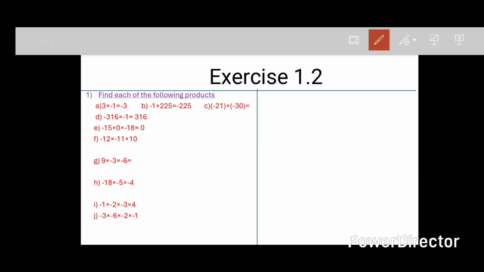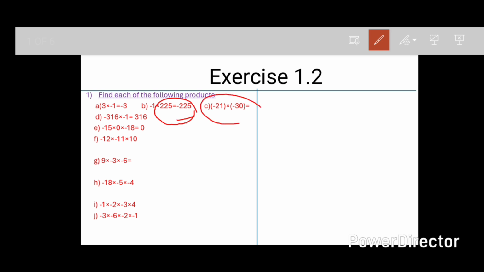Next sum, we want minus 1 into 225. The answer is minus 225. If we multiply any number by 1, we will get the same number. But here one negative symbol is there. That's why in the answer also the negative symbol will come.